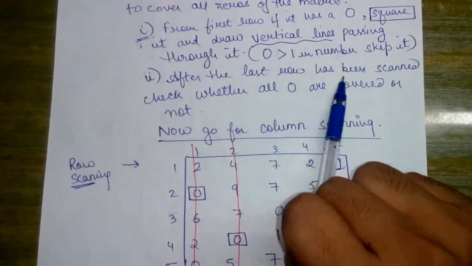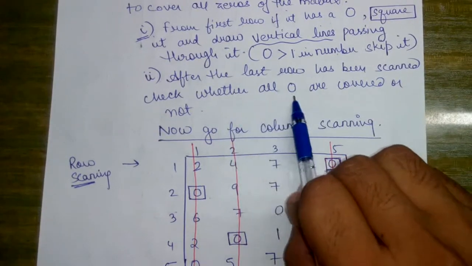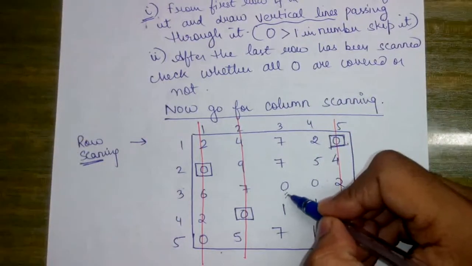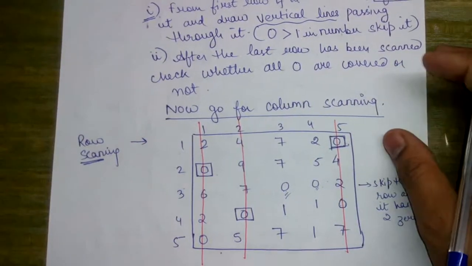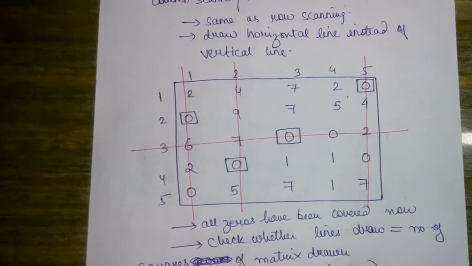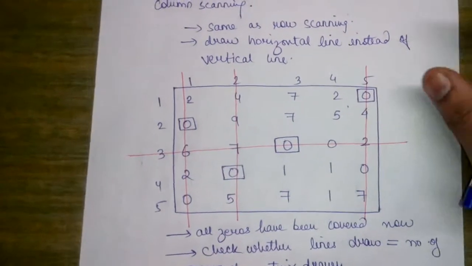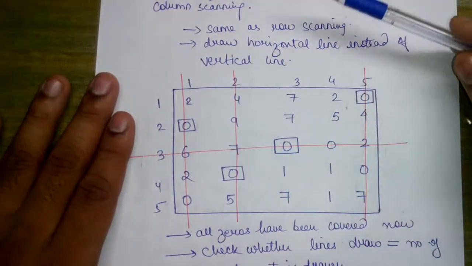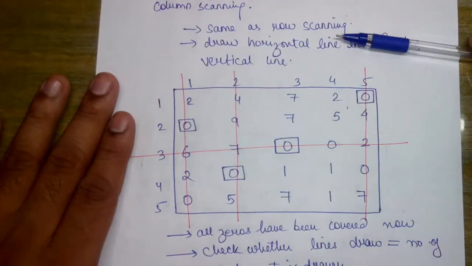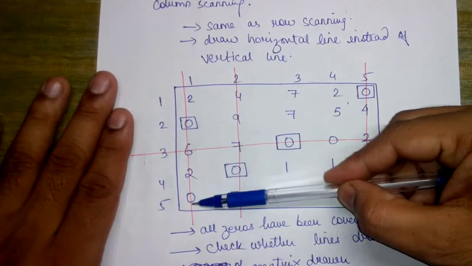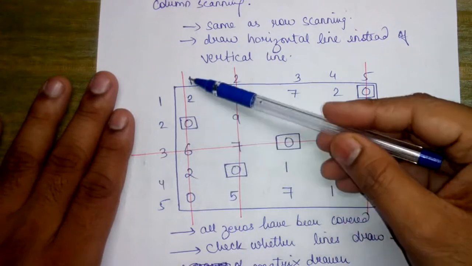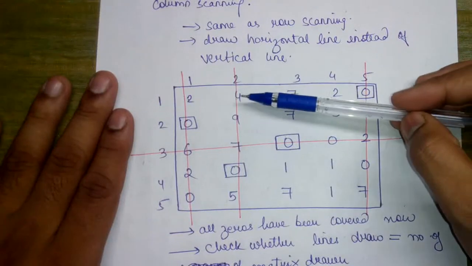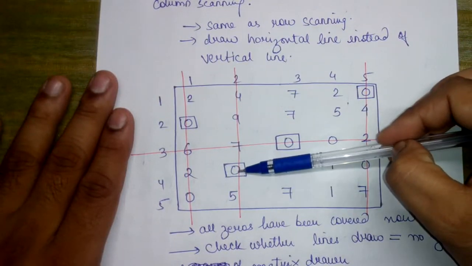And after the last row has been scanned, check whether all zeros are covered or not. Now after the row, we see that these 2 zeros have been left uncovered. Okay. Now since these 2 zeros were left uncovered, we now go for the column scanning. And for the column scanning, we will draw the horizontal lines. So for the first column, if we see, this was already cancelled out because all the zeros were cancelled. So we are not going to draw horizontal line. For this column also, the 0 was earlier cancelled out.